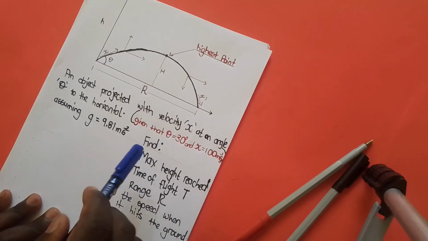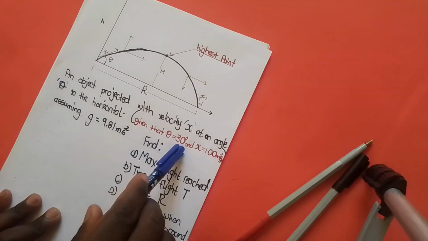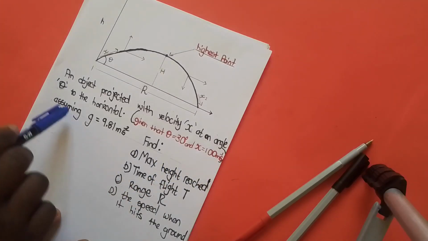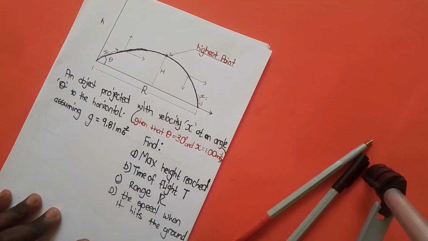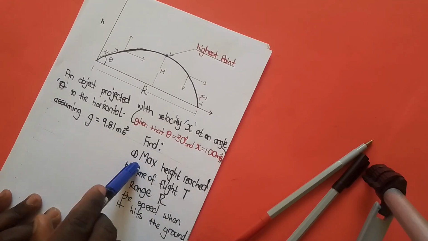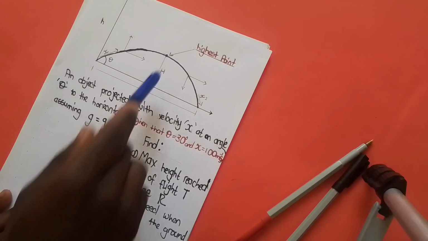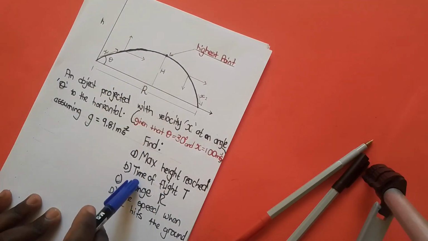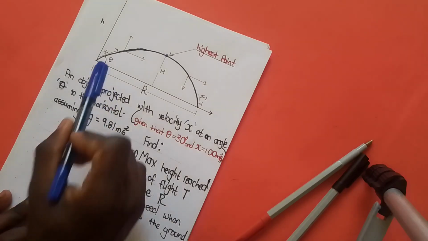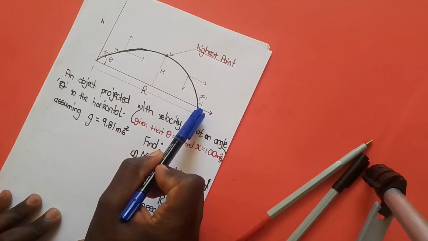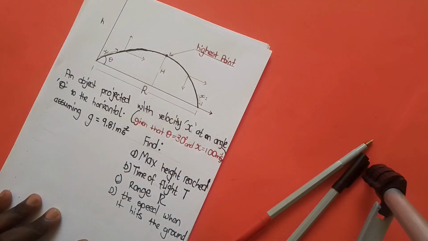Given that theta is equal to 30 degrees and x is equal to 100 meters per second, assuming that g, the gravitational acceleration, is 9.1 meters per square second, find A, the maximum height, which is here. Then we're going to find the time of flight, which is the total time the object will travel from this position to the rest position.